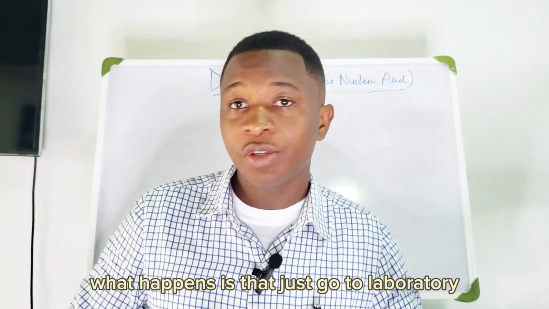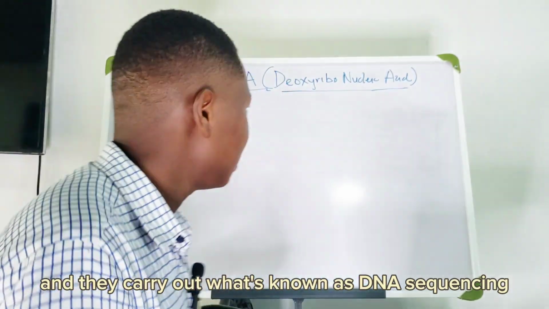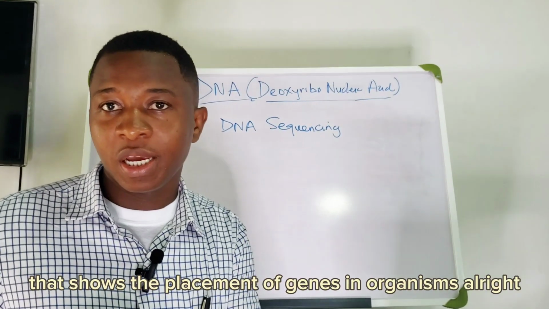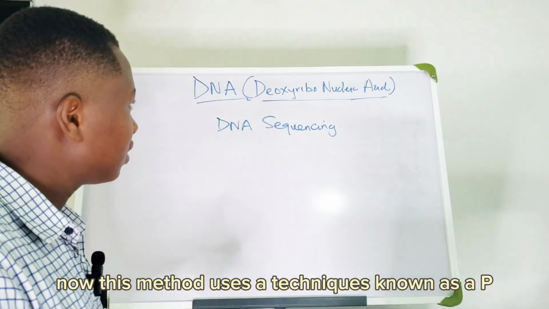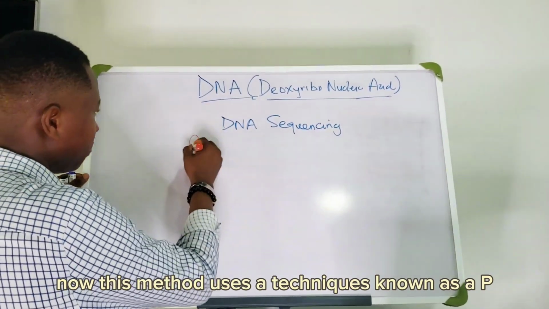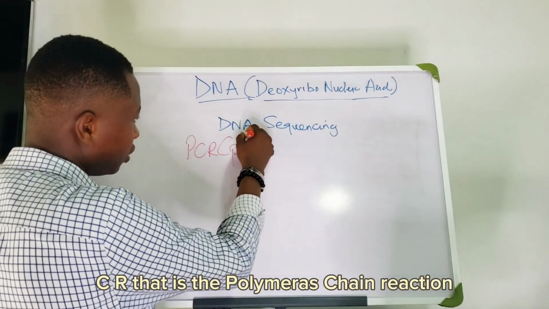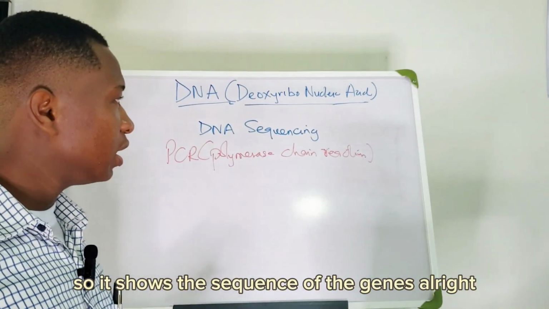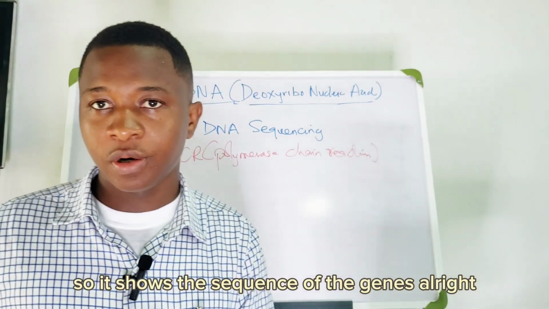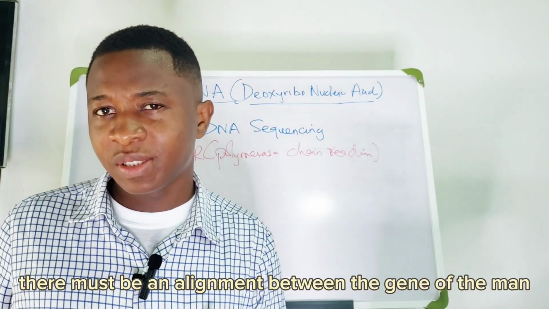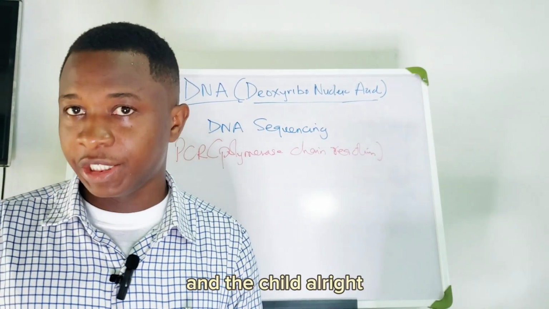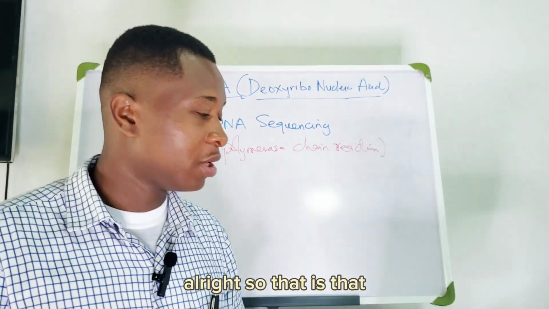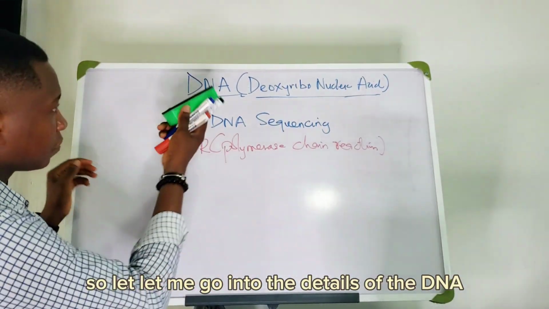Alright, so what happens is that you just go to the laboratory and they carry out what we know as DNA sequencing. Alright, so this is a method that shows the placement of genes in organisms. Now this method uses a technique known as the PCR, that is the polymerase chain reaction. Alright, so it shows the sequence of the genes. So it's expected that there must be an alignment between the gene of the man and the child for the child to be called the man's biological child. Alright, so that is that. So let me go into the details of the DNA now.